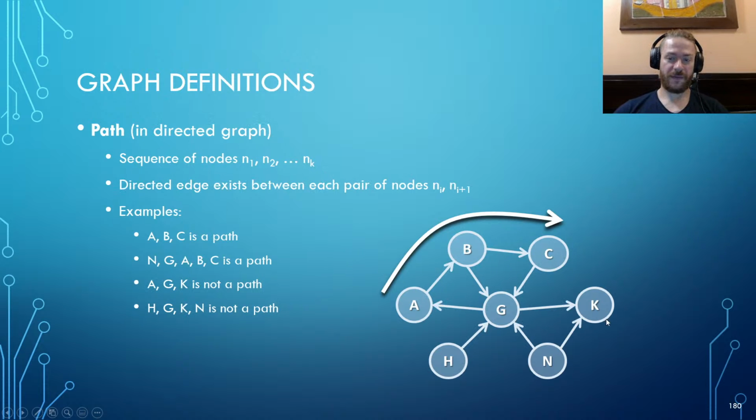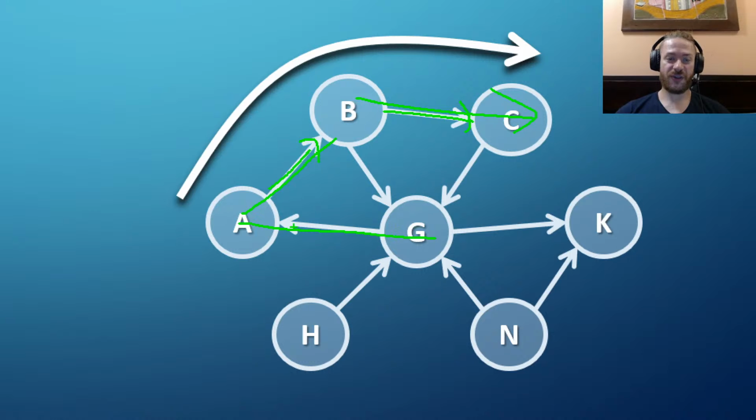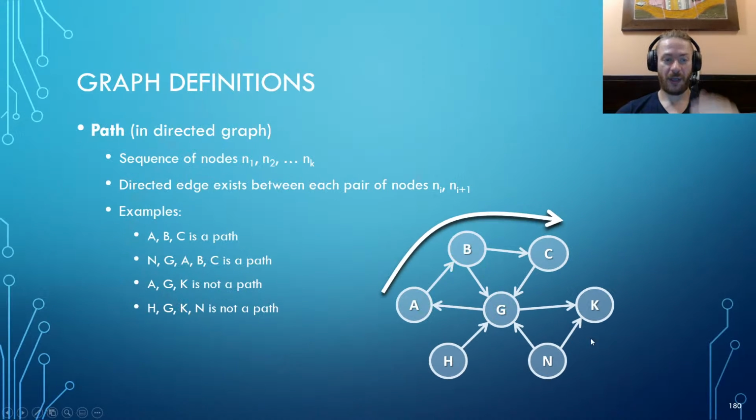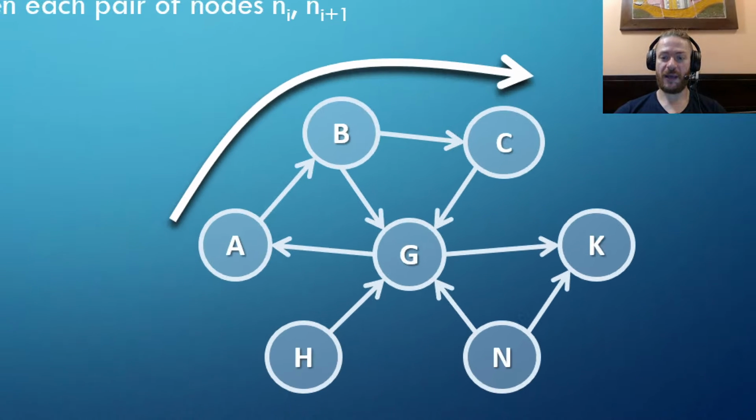In a directed graph, we need to take into account all the directions. So ABC is a path. AG is not a path because we cannot go from A to G, but we can go from A, B, and then to G. So that's a valid path, that's not a valid path. For example, from N we can go to K. From K we can go nowhere because we cannot return. So there is no path which starts from K and ends in another node.